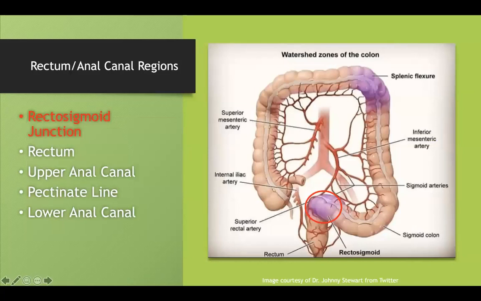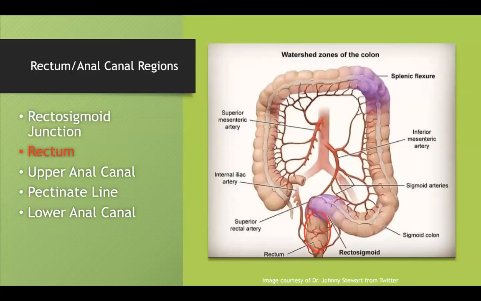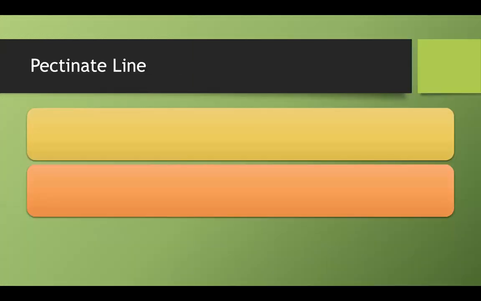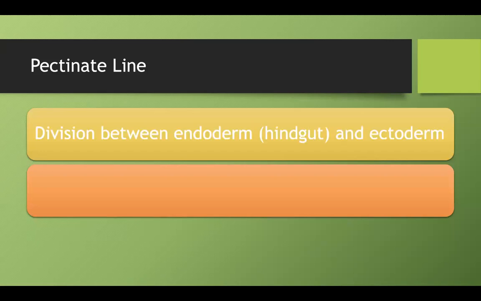And so more distally to the rectosigmoid junction, you'll have your rectum. And what I'll do is I'll change it to a slide where we can see everything. So here's our rectum I've circled. You have your upper anal canal. You can see the lower anal canal. And dividing the upper and lower anal canal is something called the pectinate line. And as I alluded to, the pectinate line is probably the most important thing that you need to be aware of when you're studying this section.